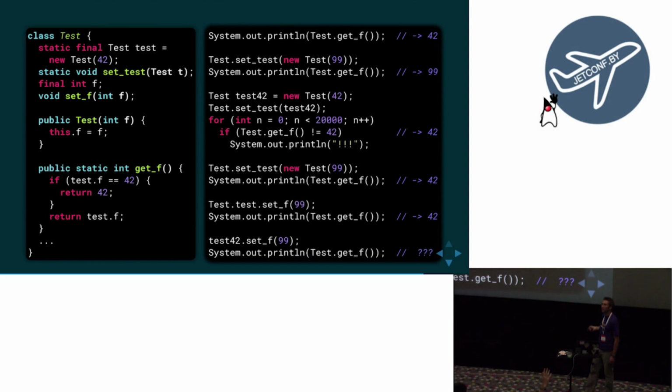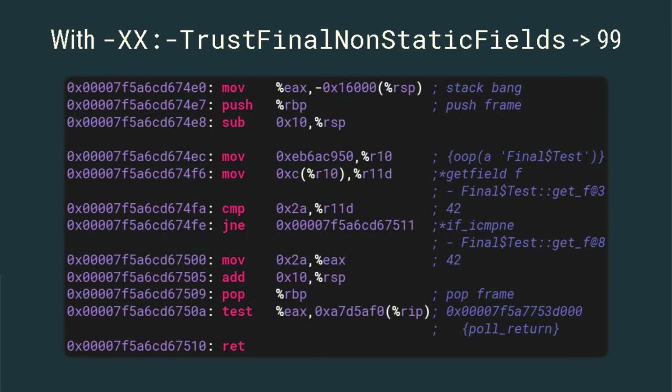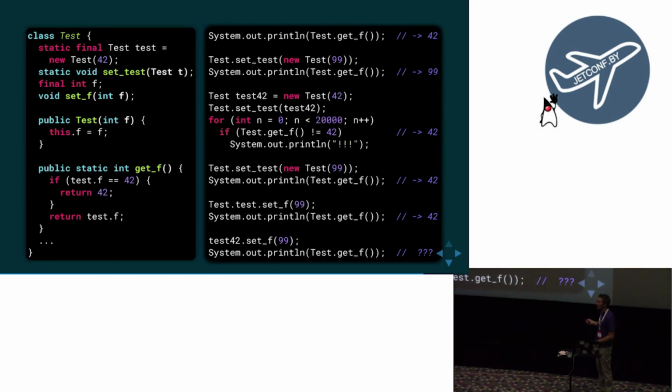Okay, half about, and 2 is for 42, the other half. Okay, let's look at the generated code. When we run with this option -XX:+TrustFinalNonStaticFields, then the answer will be 99. So this is actually the default setting of this option. If you just run Java without changing any option, then the output will be 99. That's what most people would probably expect.